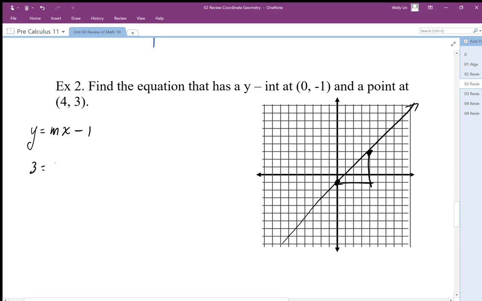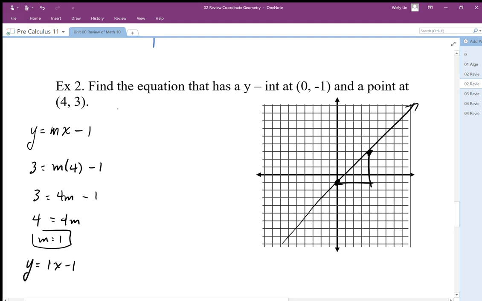So y equals m times 4 minus 1. So 3 is equal to 4m minus 1. So I get 4 is equal to 4m. m is equal to 1. So what I see in my picture is confirmed algebraically. And I get y equals 1x minus 1.